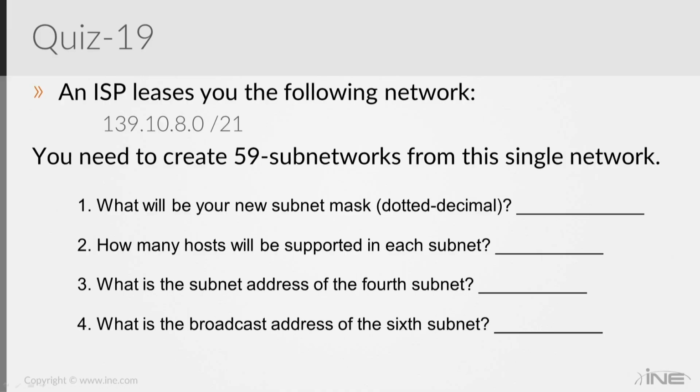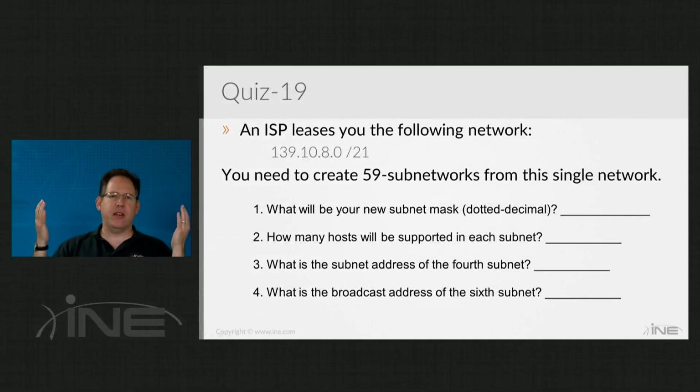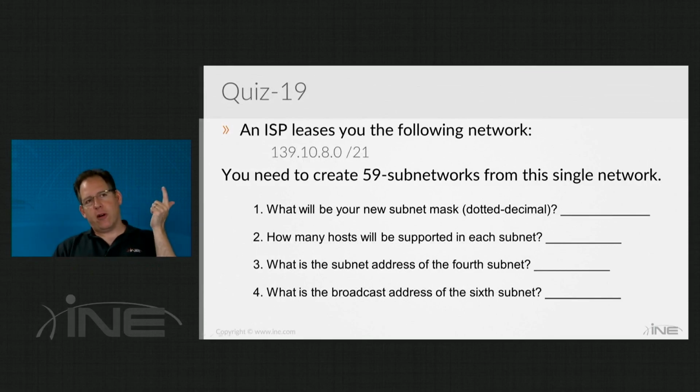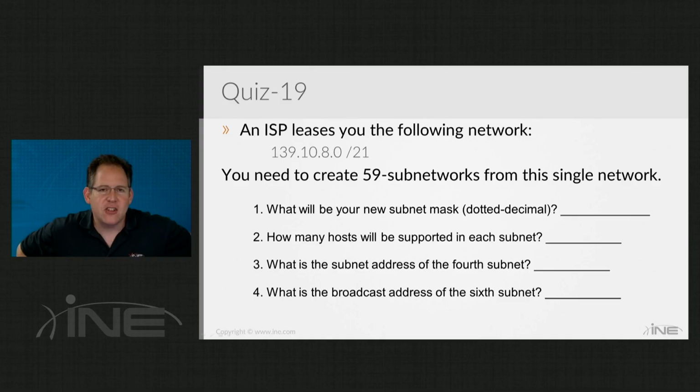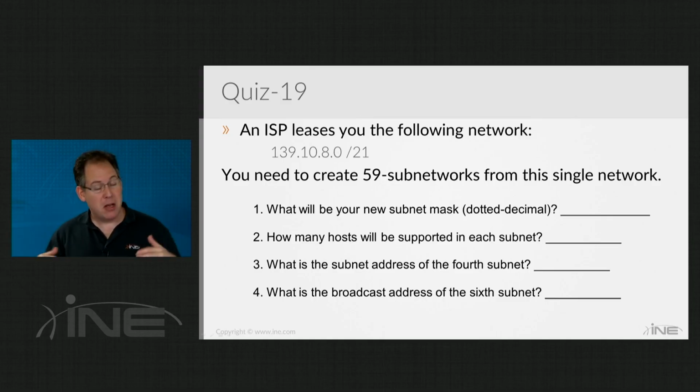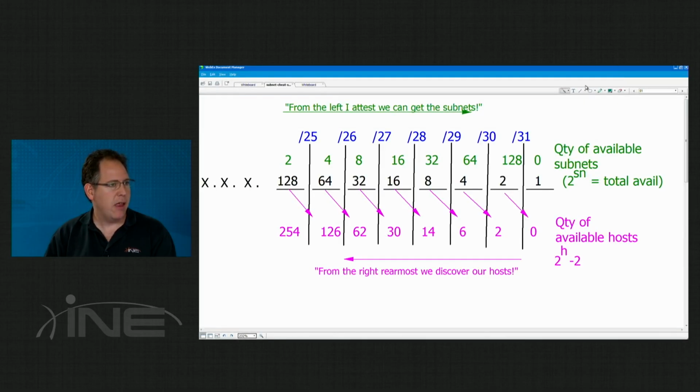So we need 59 subnetworks from this single network. Okay, so let's just use my fingers here. 2, 4, 8, 16, 32, 64. So I'm going to need to steal 6 bits. So if I take my original 21 bits and I add 6 bits to it, that gets me a /27. So let's go over here, and we'll just put a red circle around /27. So that's where we are.